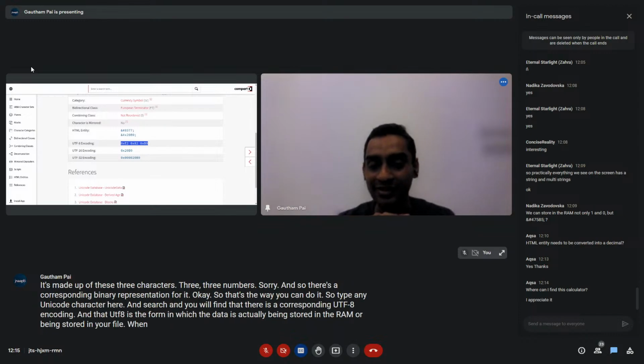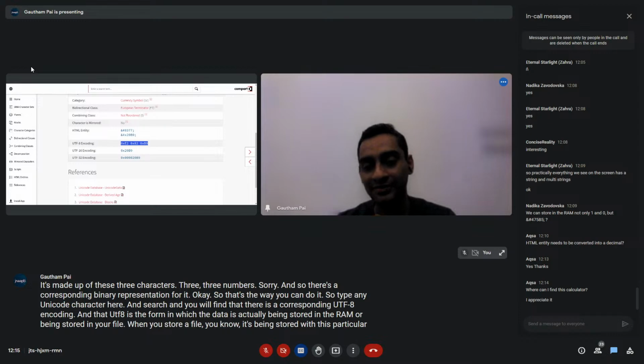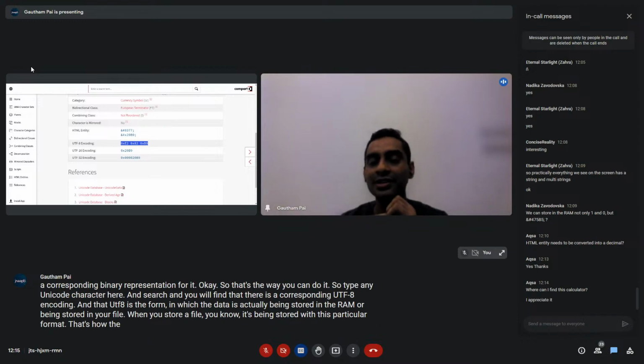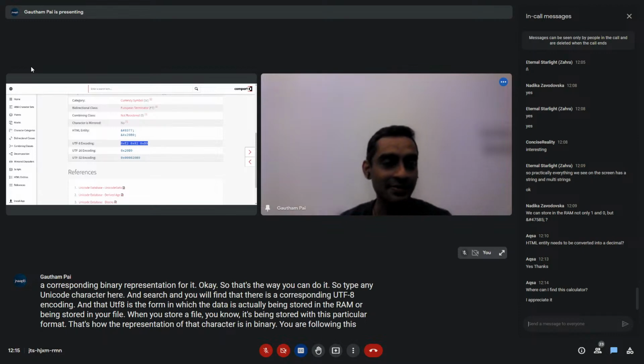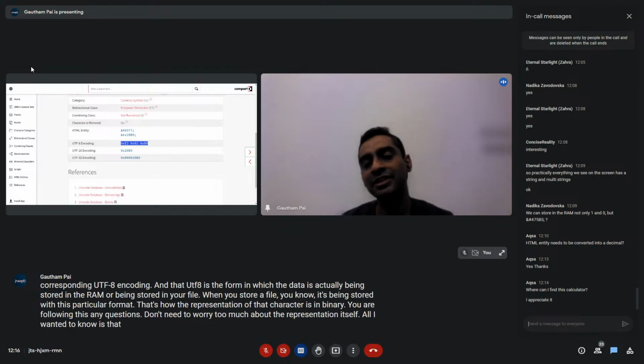When you store a file, it's being stored with this particular format. That's how the representation of that character is in binary. You're following this? Any questions? Don't need to worry too much about the representation itself. All I want you to know is that all characters have a binary representation.